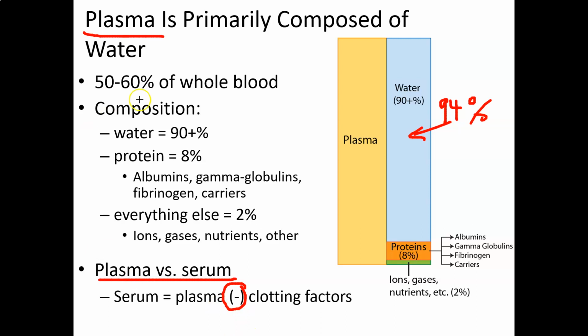Okay, so again, whole blood is mostly water, over 90%. 2% or so are gases, ions like sodium, potassium, chloride, nutrients, and carriers. Hormones, other types of proteins, immune proteins, things like that, all come in the protein category at 8%. So if it's not a protein, it's in the everything else column, and we'll take a look at these different proteins right here, which make up the majority of what's left.